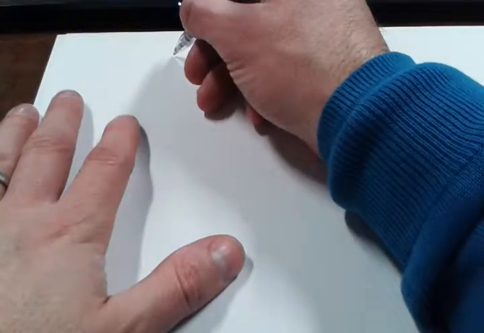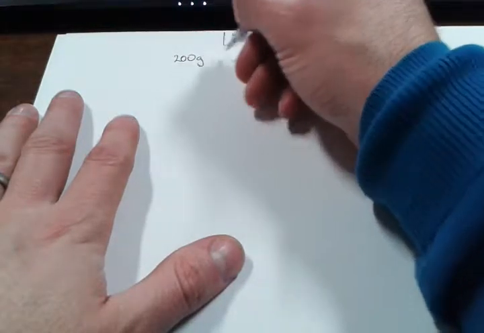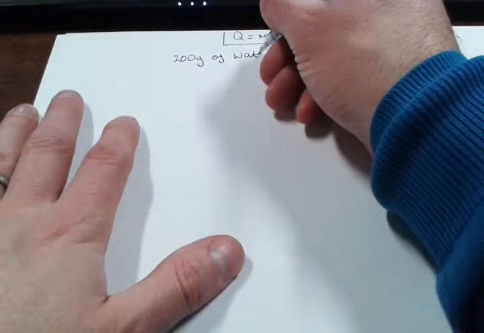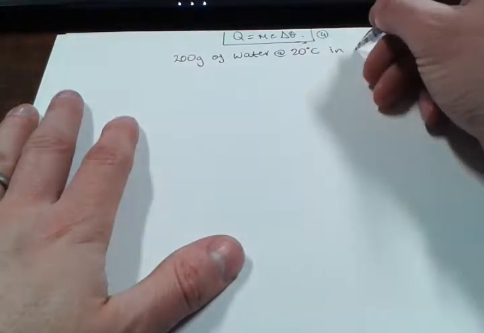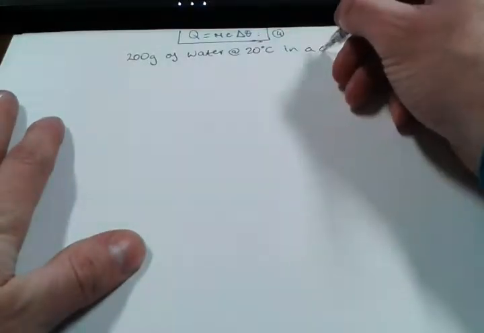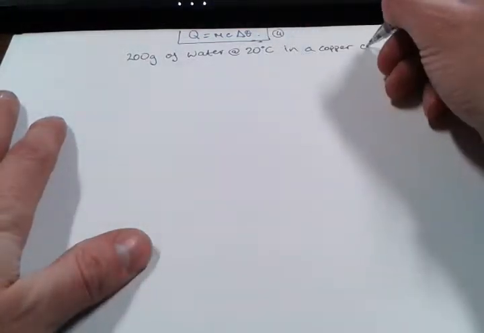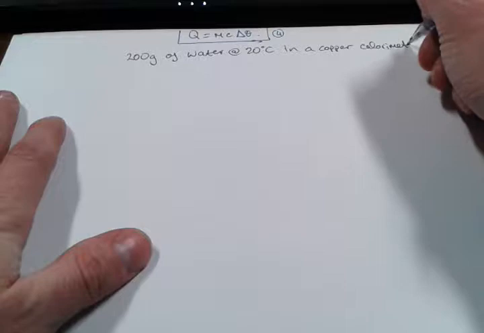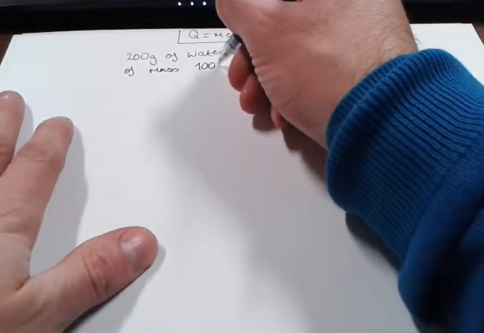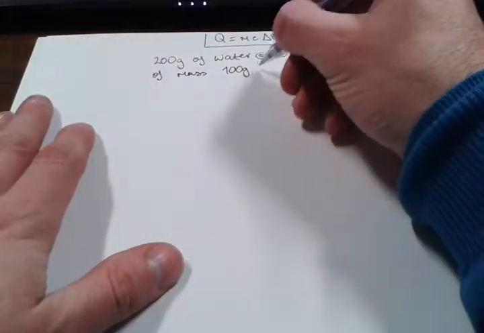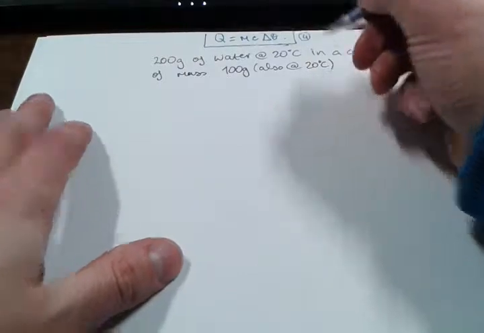I've got, let's do 200 mils, so 200 grams of water at 20 degrees Celsius in a copper calorimeter of mass 100 grams, which is also at 20 degrees Celsius. They're in thermal contact, they're in thermal equilibrium.